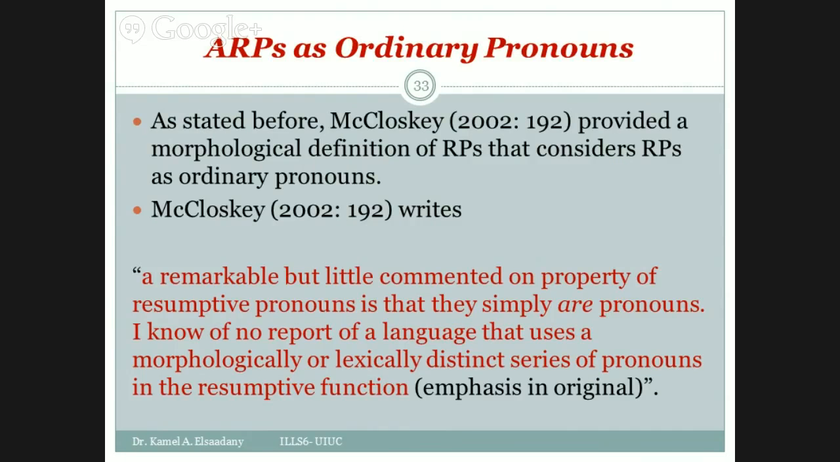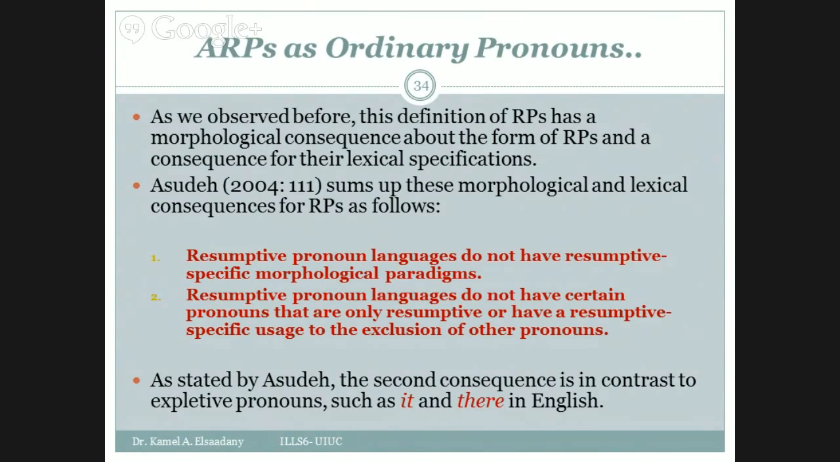So here, McCloskey again provided this: a remarkable but little commented on property of resumptive pronouns is that they simply are pronouns. And I said that before at the very beginning, so I don't have to go over these. Okay. Now, based on that, the morphological and lexical consequences of RPs are as follows. Number 1, resumptive pronoun languages do not have resumptive-specific morphological paradigms. So there are no specific pronouns that say, oh, these are resumptives. No. 2, resumptive pronoun languages do not have certain pronouns that are only resumptive or have a resumptive-specific usage to the exclusion of other pronouns, and that goes also with what we said, they are ordinary pronouns.